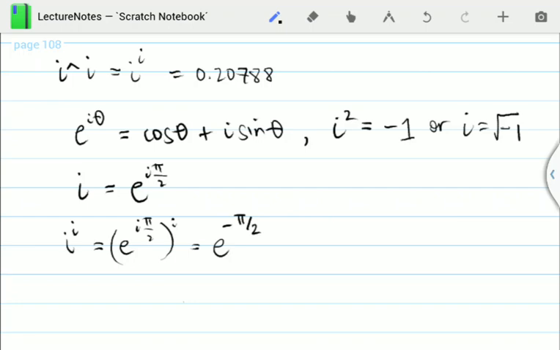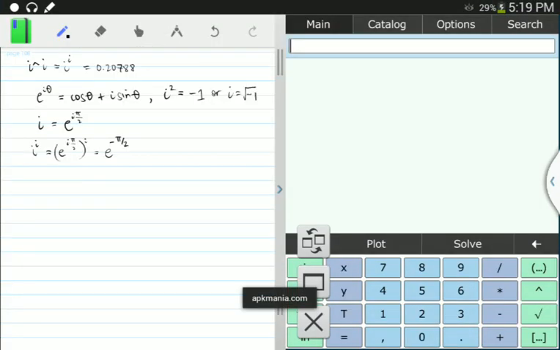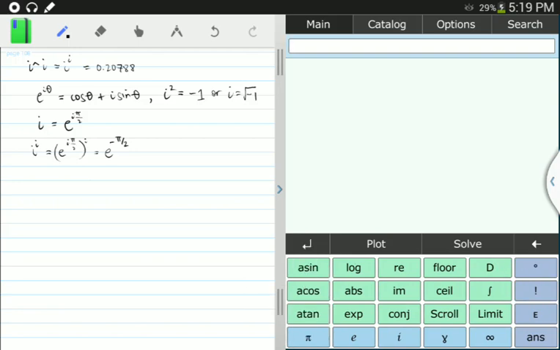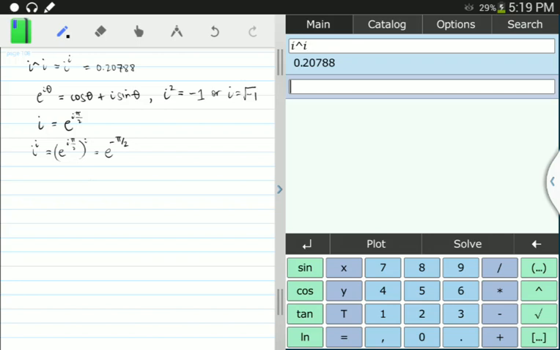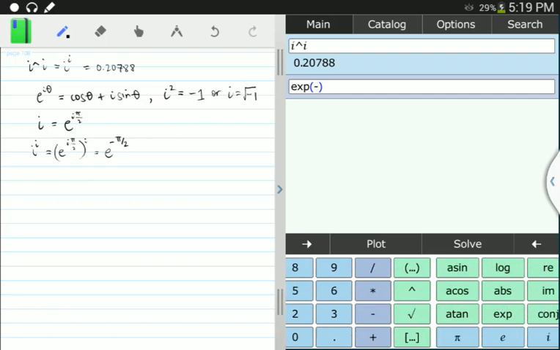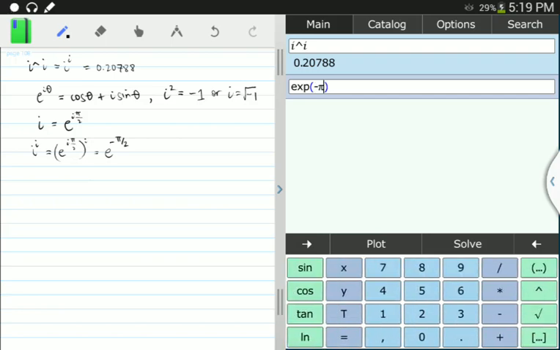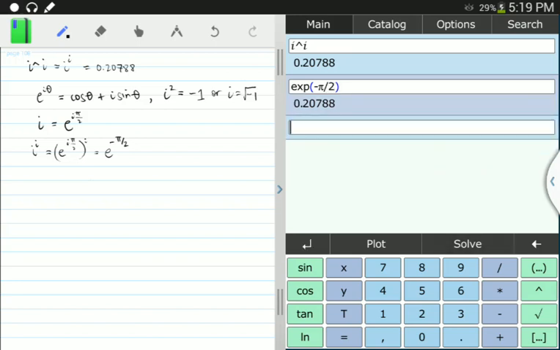If you evaluate i to the i, it's that number, and if you compare it with e to the minus pi over 2, it's also that number. So basically they're equivalent. That's basically how you define that.